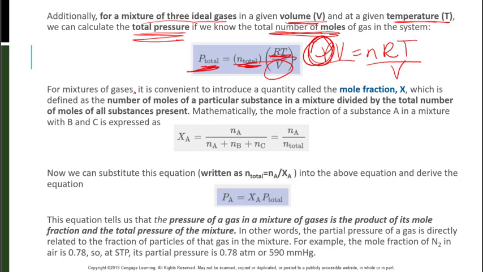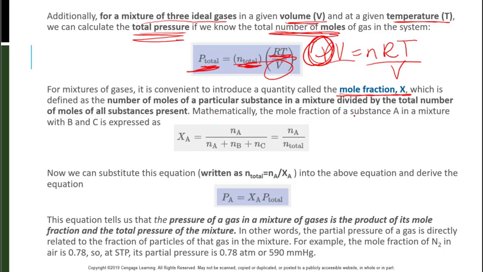For a mixture of gases, it's convenient to introduce a quantity called the mole fraction, X, which is defined as the number of moles of a particular substance in a mixture divided by the total number of moles of all the substances present.